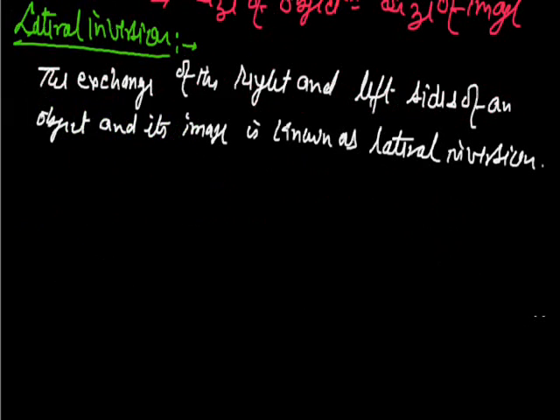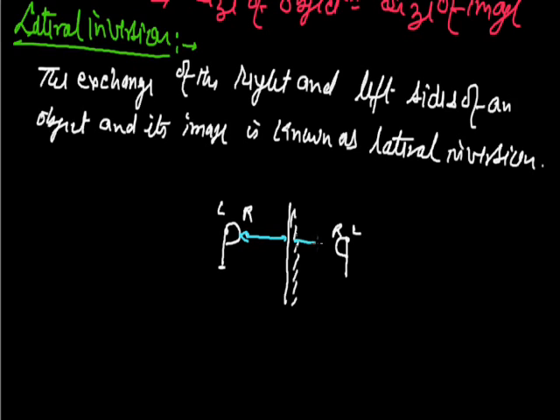For example, this one is the plane mirror, here is P. The image will be at this one. This one is the left side and this one is the right side. This distance and this distance will be the same. Also this distance and this distance will be the same.